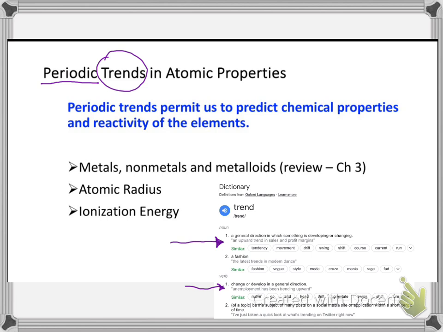So we're going to look at metals, nonmetals, and metalloids, which should be a review from a previous chapter. We're going to look at the atomic radius, which is the size of the atom and its patterns, and then something called ionization energy, which I'll define when we get to that slide.